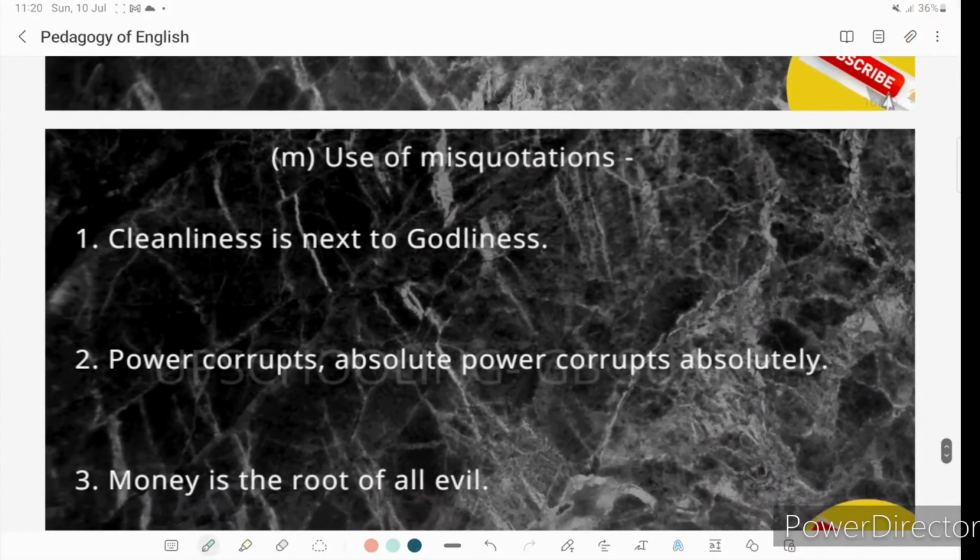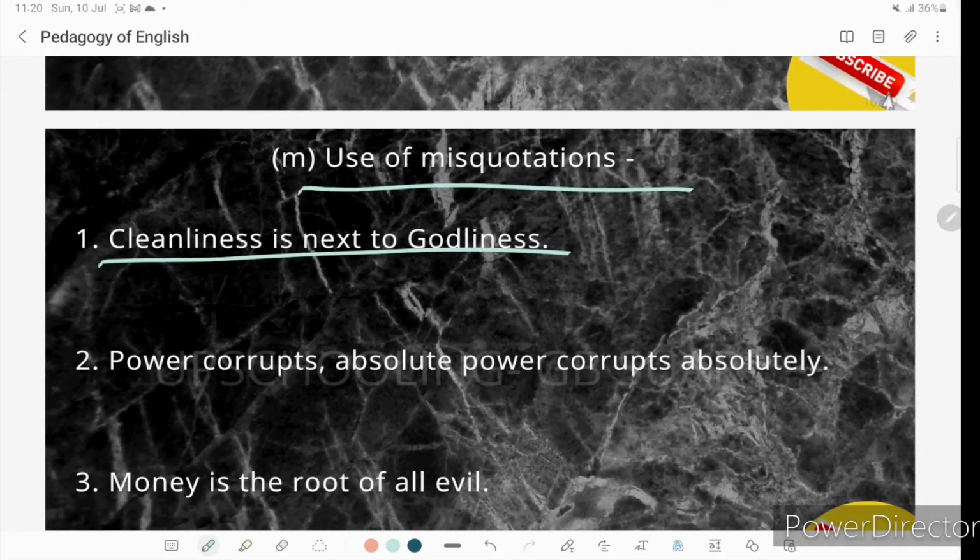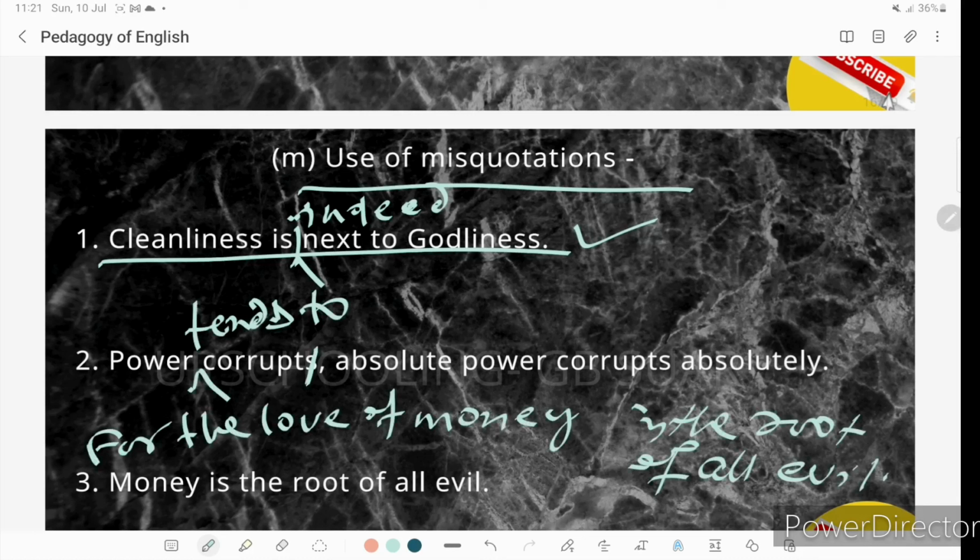Last में देखते हैं कि use of misquotations. Cleanliness is next to godliness. But the correct thing is cleanliness is indeed. यहाँ पर indeed लगेगा. Power corrupts, absolute power corrupts absolutely. This is also wrong. Power tends to corrupt. Money is the root of all evil. But that is not the way. This is the correct quotation: for the love of money is the root of all evil.